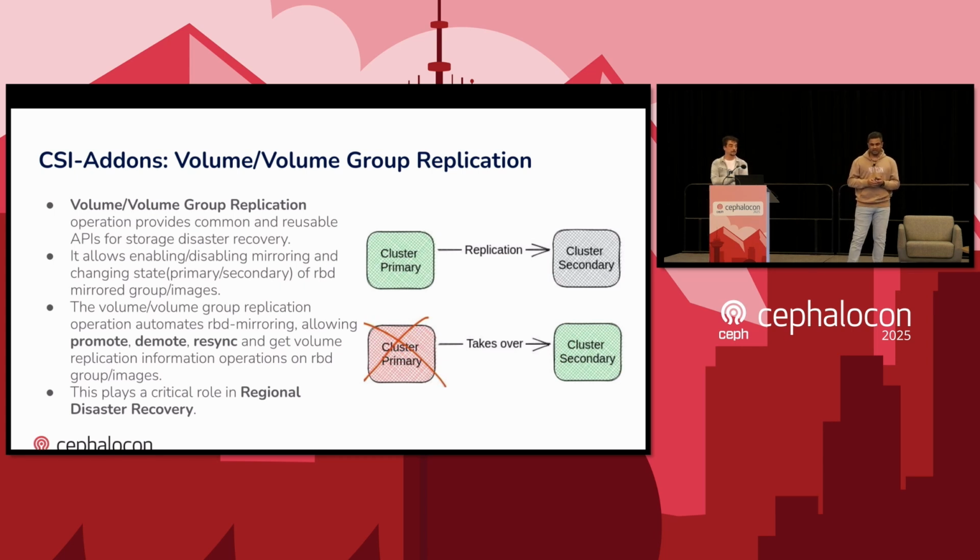We provided nice APIs for them so that they could just mark the volumes as primaries or secondaries, or do resync operations. With this, they are able to establish the complete RBD mirroring between the images as well. This is one of the key features for regional disaster recovery.